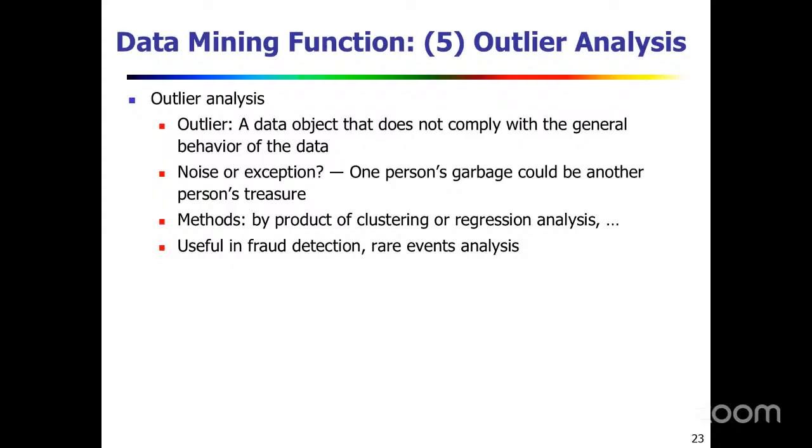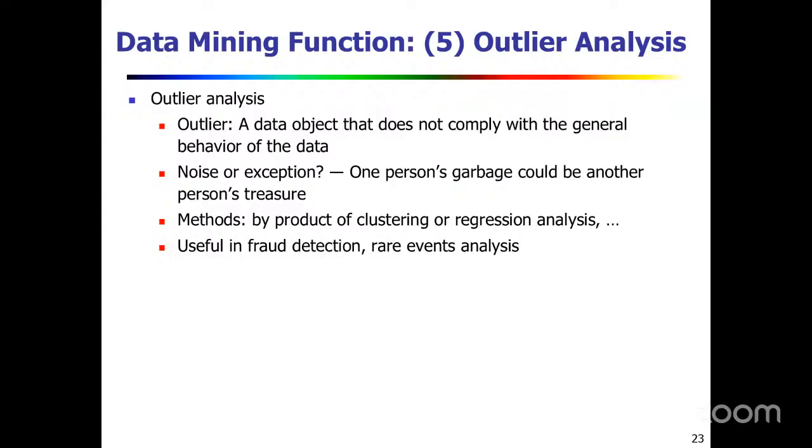Yeah. So we can say noise or exception. One person's garbage could be another person's treasure. The method is that it is a byproduct of clustering or regression analysis, right? So how can we perform the outlier analysis? For this, the method is that it is a byproduct. Outlier analysis is the byproduct of clustering or regression analysis, right?